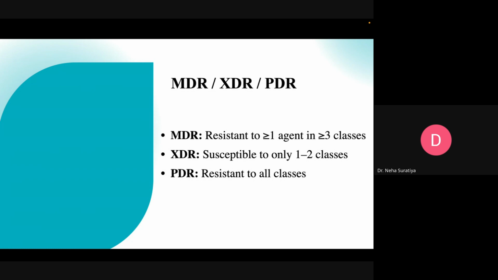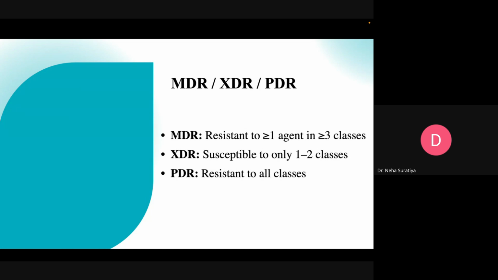So this is MDR. XDR, the full form is extensively drug resistant. It will be susceptible to only one or two classes. As I said, XDR की treatment में सिर्फ colistin और linezolid option बचते हैं, last resort drugs. And we have PDR. PDR is pan drug resistant. That means it is resistant to all the available classes of antibiotics.